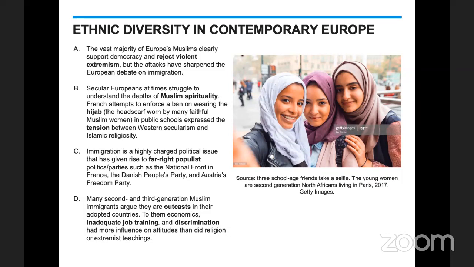And then D, many second and third generation Muslim immigrants argue that they are outcasts in their adopted countries. To them, economics, inadequate job training, and discrimination have a lot more influence on their attitudes than did religious or extremist teachings. And so if these groups continue to feel marginalized, it's going to continue to add to the tension that's taking place in Europe at this time.